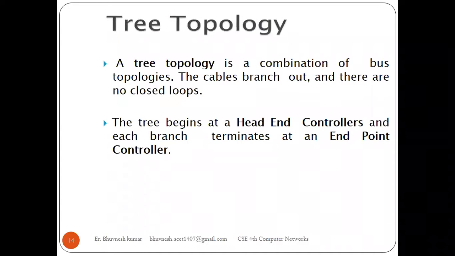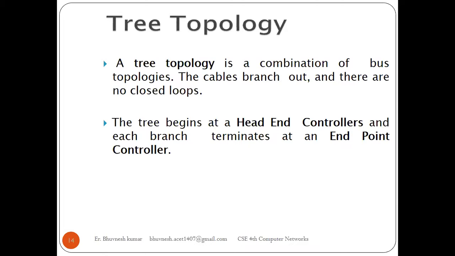Then the next topology is your tree topology. Tree is a combination of bus topologies. I have told you, I drew the diagram on the board. A tree topology is a combination of bus topologies. The cable branches out and there are no closed loops. There is no loop, no cycle is made.